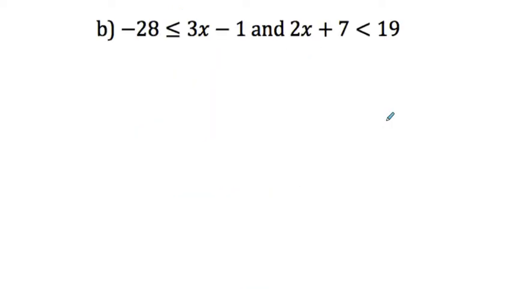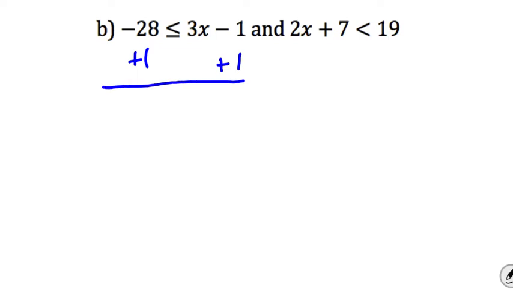Now, for this one, we have it separated as 2 inequalities, so we'll have to solve them individually. Let's just start with this first one here. I'll do these in different colors. Again, just like every problem, we have to get rid of the number with no variable first. So add 1 to both sides.